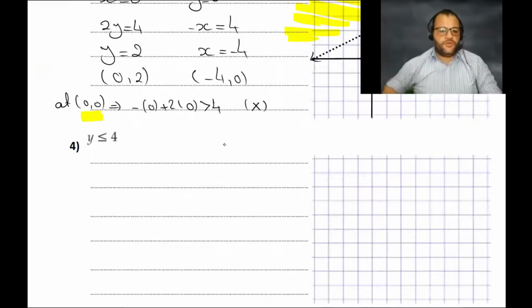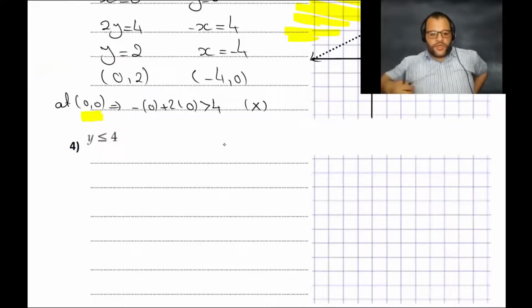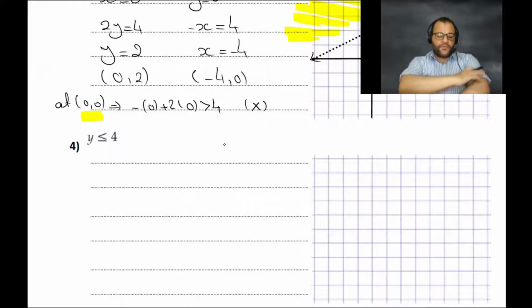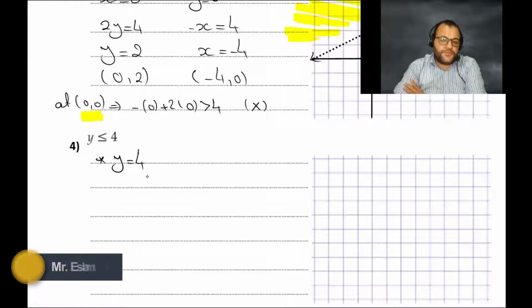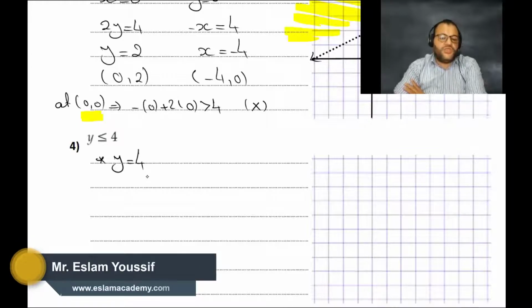So now we need to solve y is smaller than or equal to 4. What is the meaning of y is smaller than or equal to 4? At first we need to convert to an equation, so the equation now would be y equals 4. What is the meaning of y equals 4? Parallel to the x-axis and intersect the y-axis at the point 4. What is the slope? 0. The slope is equal to 0.